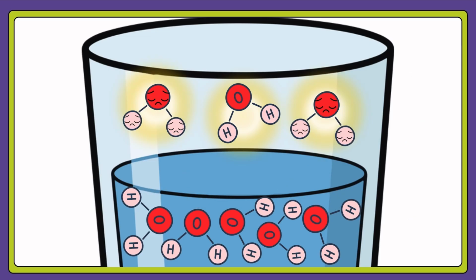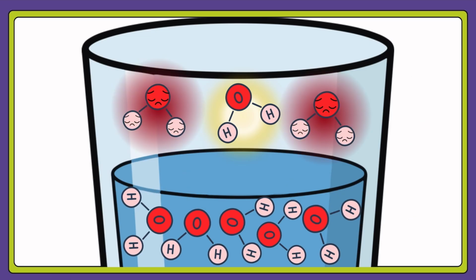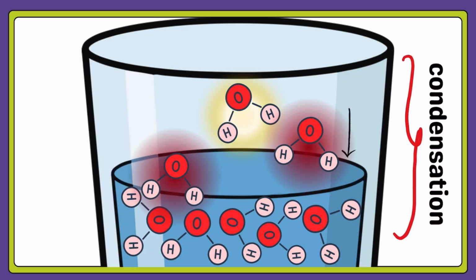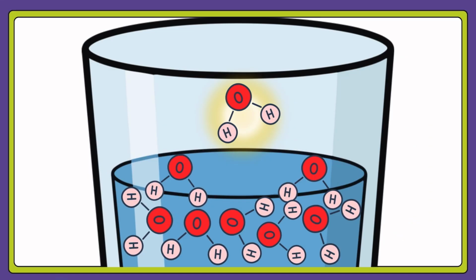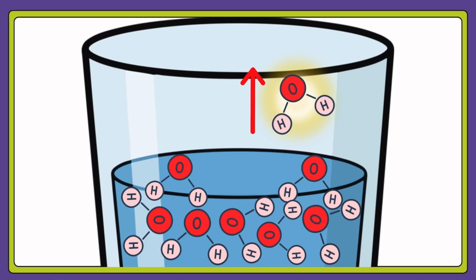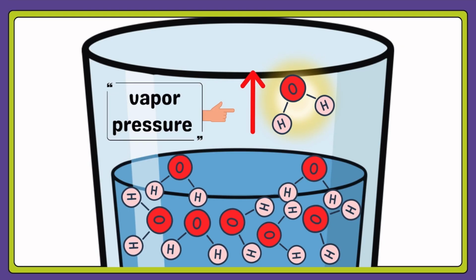Not all particles are successful though. Some lose energy and fall right back into the liquid. This is called condensation. Now here's the key part. The particles that successfully escape don't just disappear into thin air, like the guy who ghosted you. They actually hang out in the space right above the liquid, moving around and pushing upward. This pushing is known as vapor pressure.